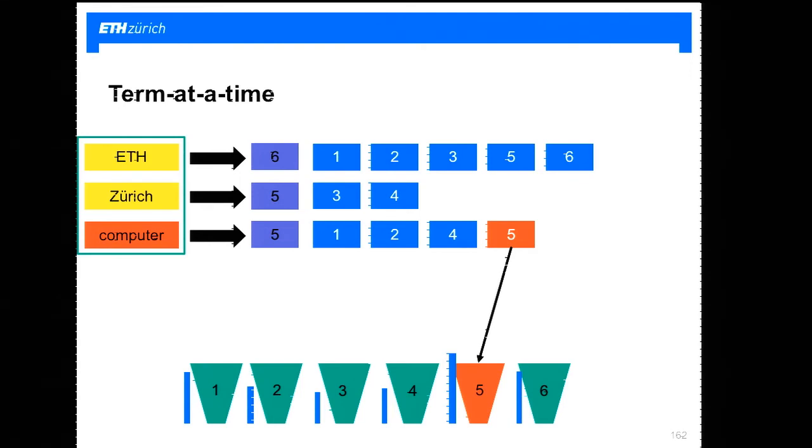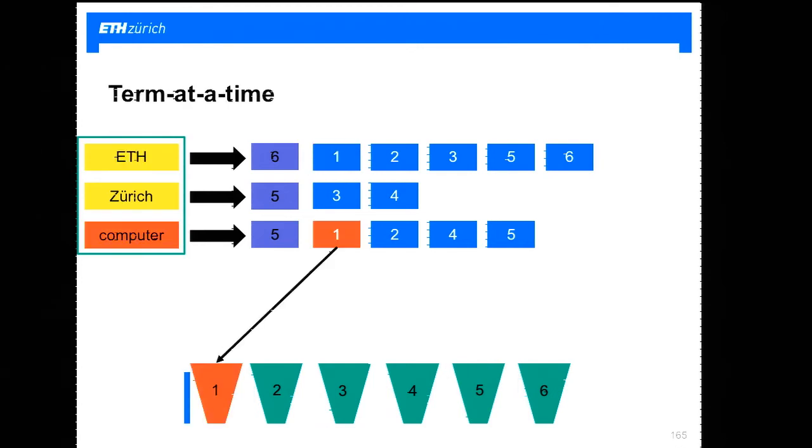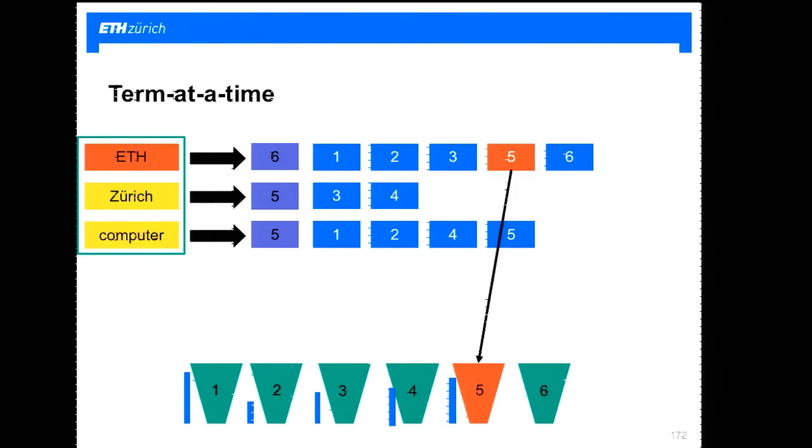I'm going to redo it a second time, but document at a time, and the result is going to be exactly the same. Document at a time means document one for ETH, document one for computer. Then document two, ETH, computer. Then document three, ETH, Zurich. Then document four, Zurich, computer. Then document five, ETH, computer. And document six, just ETH. And that's exactly the same result. All I change is the order in which I added stuff. Who understands now? Okay, great.